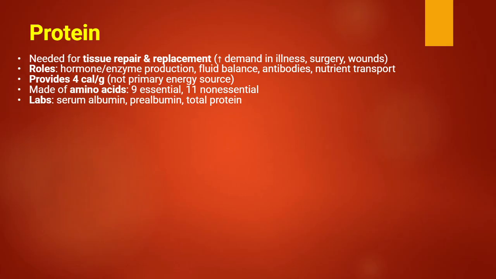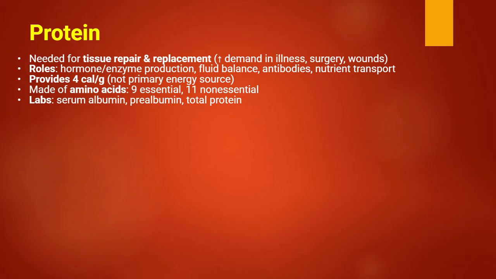From an energy perspective, protein supplies approximately 4 calories per gram, the same as carbohydrates. However, unlike carbohydrates, protein is not the body's preferred energy source. It is primarily reserved for growth, repair, and maintenance.